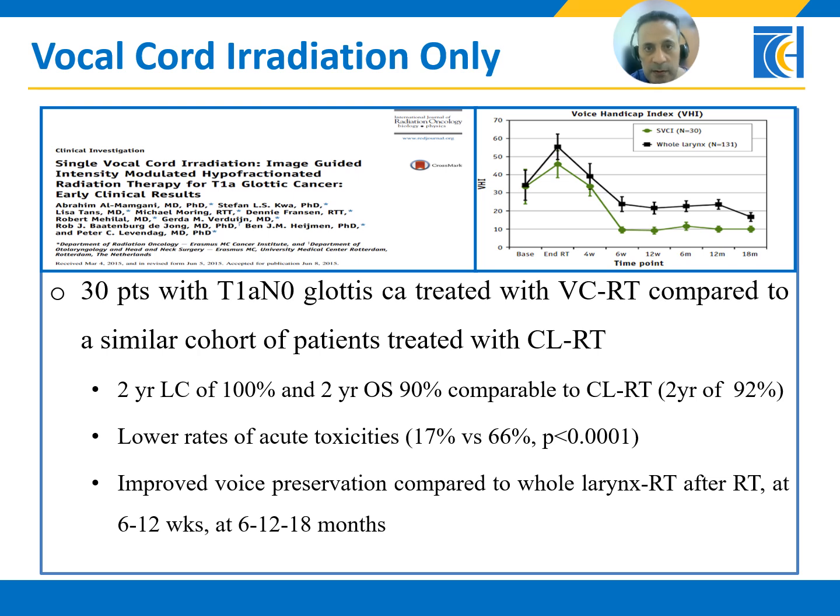The group from Erasmus Medical Center has reported the clinical outcomes from a retrospective analysis of 30 patients with T1a glottic cancer treated with vocal cord only radiation therapy, and they compared the results to a similar cohort treated with complete larynx radiation therapy with IMRT. They reported excellent 2-year local control as well as lower acute toxicity and improved voice outcomes at the end of radiation therapy, 6 to 12 weeks, and at 6, 12, and 18 months post-radiation therapy, as you can see in the voice handicap index chart here.